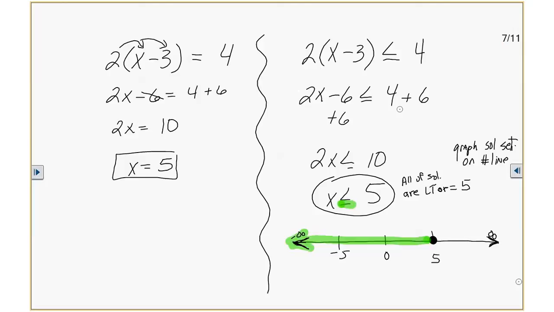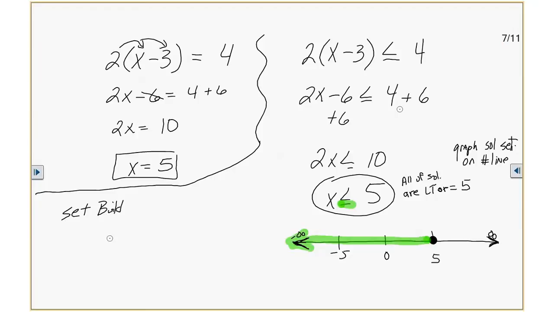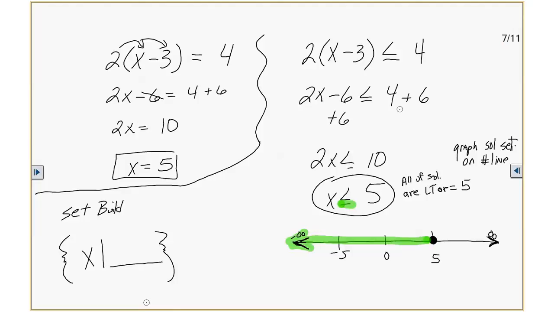So, if I wanted to write this in set builder notation, it is simple because all you do is put your answer in that blank. I'm going to write this in set builder notation. All you do is put the brace, and you put x such that, and then a blank. And then what goes in that blank? x is less than or equal to what? 5. That's set builder notation for that answer.